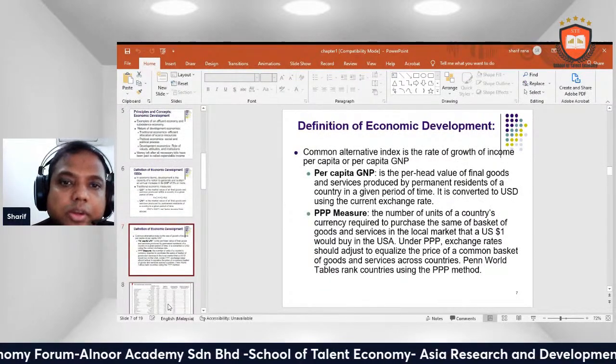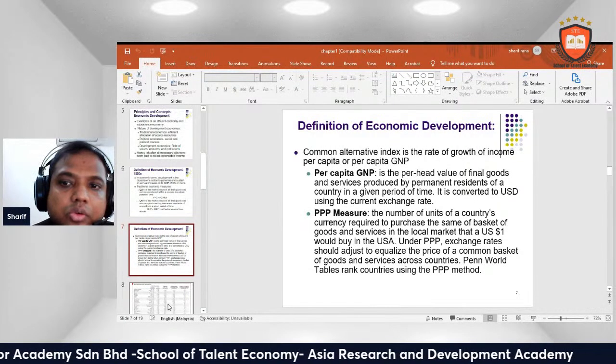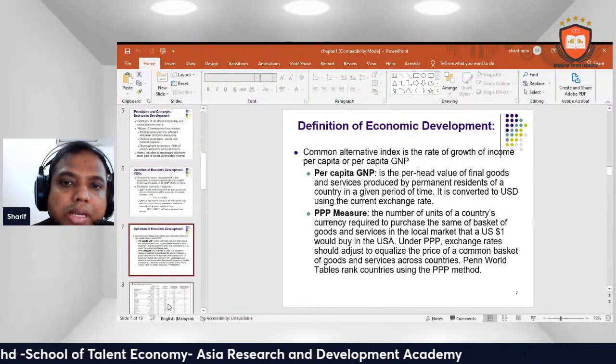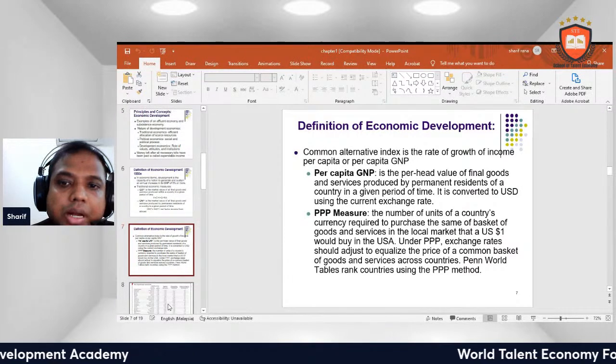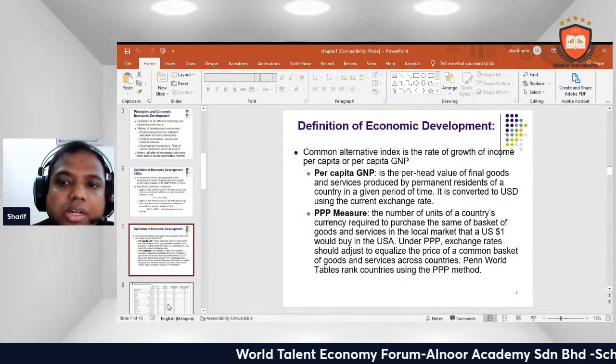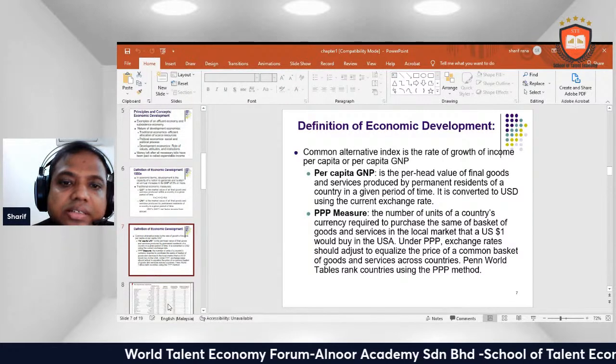Definitions of economic development. A common alternative index is the rate of growth of income per capita, or per capita GNP. Per capita GNP is the per head value of final goods and services produced by permanent residents of a country in a given period of time. It is converted to USD using the current exchange rate.